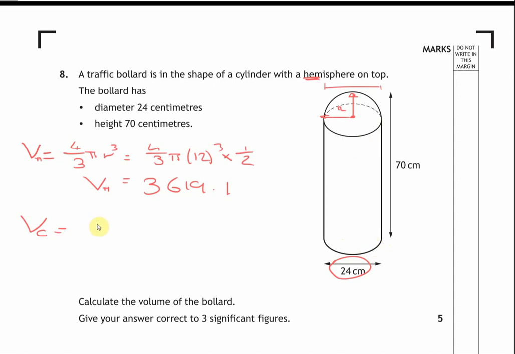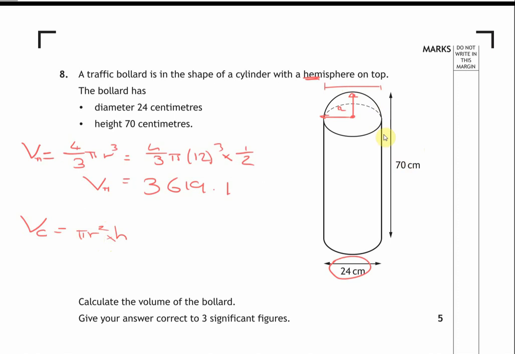There is some manipulation though that we will need to be careful of, but we'll write down the formula first. So we'll have pi, then the radius squared this time, because that's the formula for the cross-sectional area of a circle, multiplied by the height. Now you need to be very careful in what we class as the height. The height is going to be not 70, because 70 encompasses the height of the hemisphere as well.